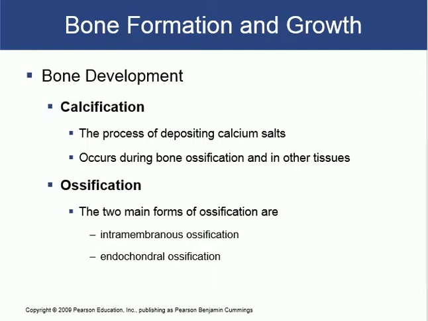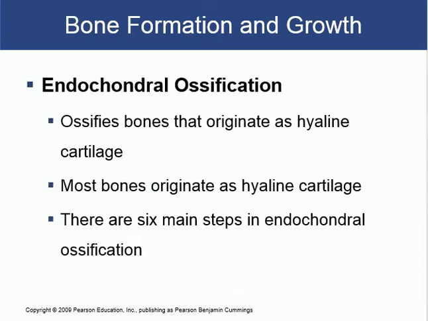You start with a membrane, something like this. You start to put calcium salt on the membrane to change this membrane into bone, or you have this cartilage and you start to put calcium salt on the cartilage, change it to bone. So these are the two types of ossification that we have in our body, and this is what's happening in the fetus. The fetus will have membranes and cartilage first, and then it starts to deposit calcium salts to make it bone.